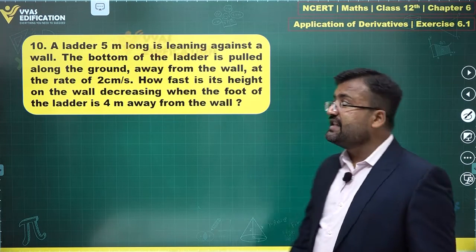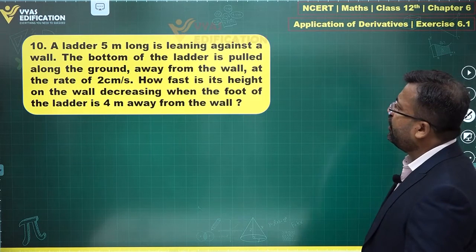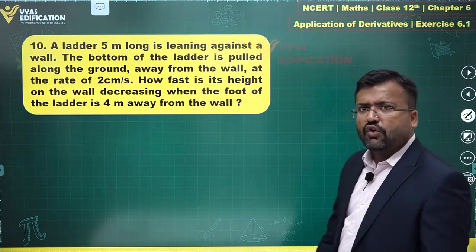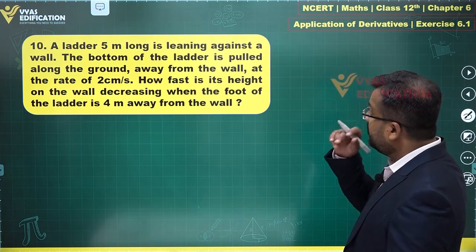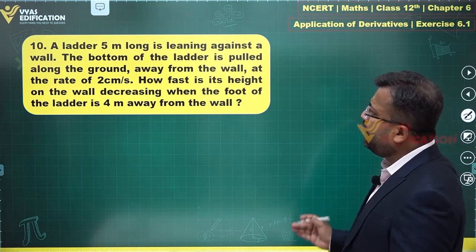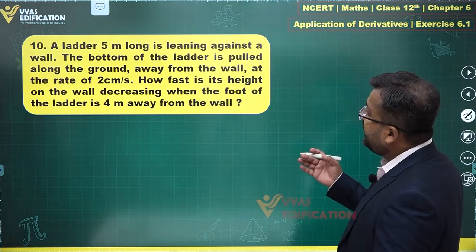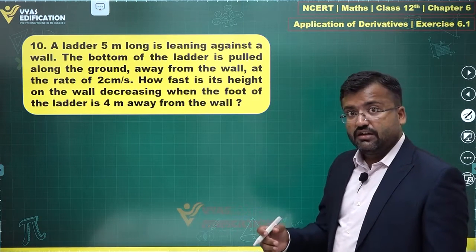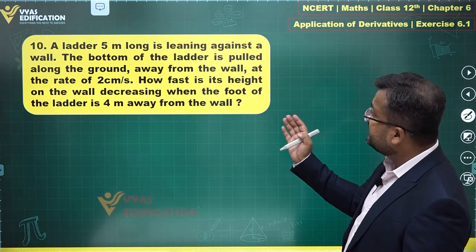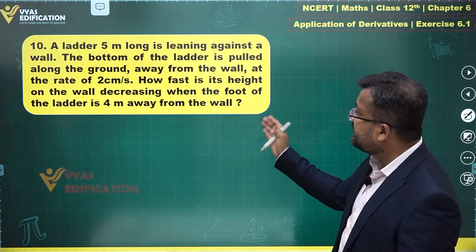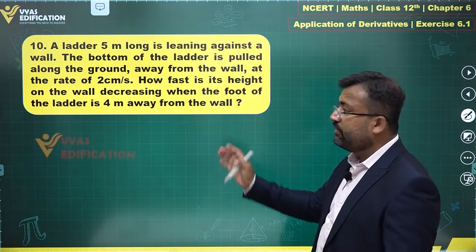The 10th question says a ladder 5 meter long is leaning against a wall. Okay. The bottom of the ladder is pulled along the ground away from the wall. Okay. At the rate 2 centimeter per second. Okay. How fast is its height on the wall decreasing when the foot of the ladder is 4 meter away from the wall?